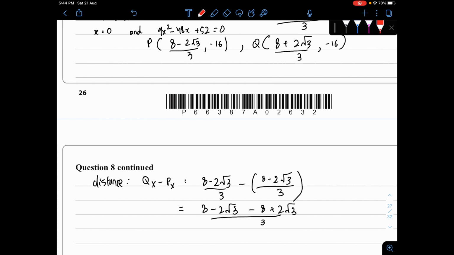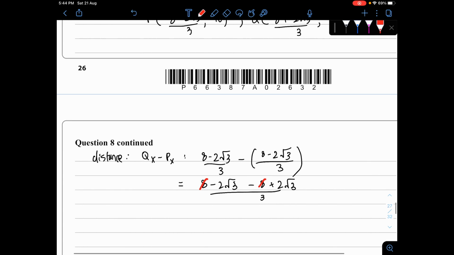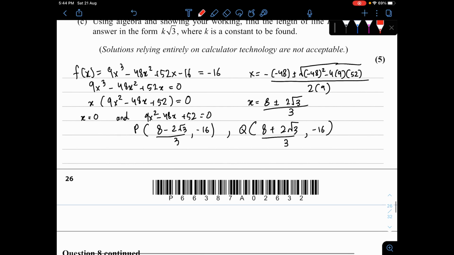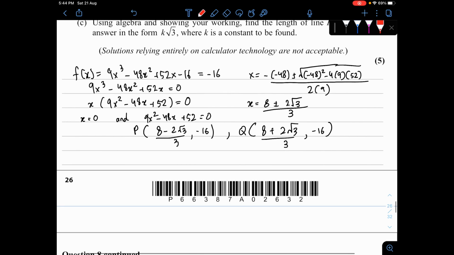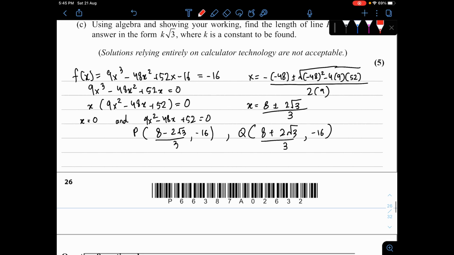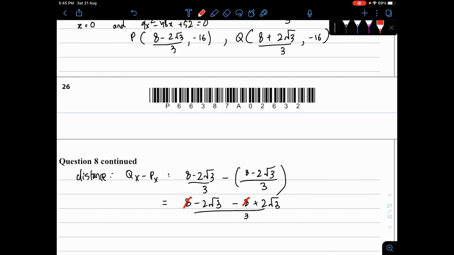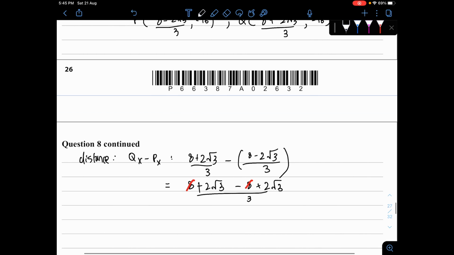You can see over here that the 8 will cancel out. So you're left with 8 plus or minus 2 root 3, so Q minus P. Oh yeah, it's plus, I made a mistake here, sorry. It should be plus over here, my bad. And so you're left with 4 root 3 over 3.